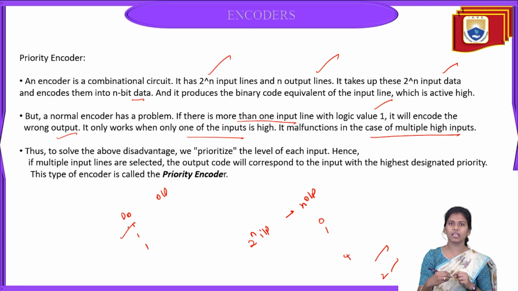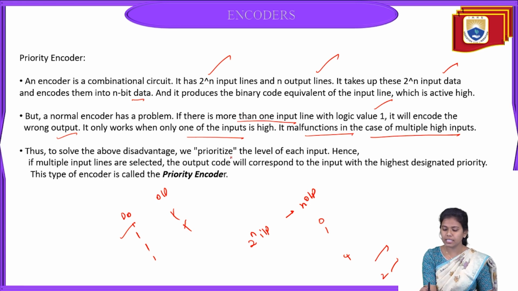But if you find any inputs repeatedly 1, then what happens? It obviously shows a don't care condition. Okay, it malfunctions. That means what? It gives the wrong data, obviously. So in order to solve this, we go with another encoder called the priority encoder.